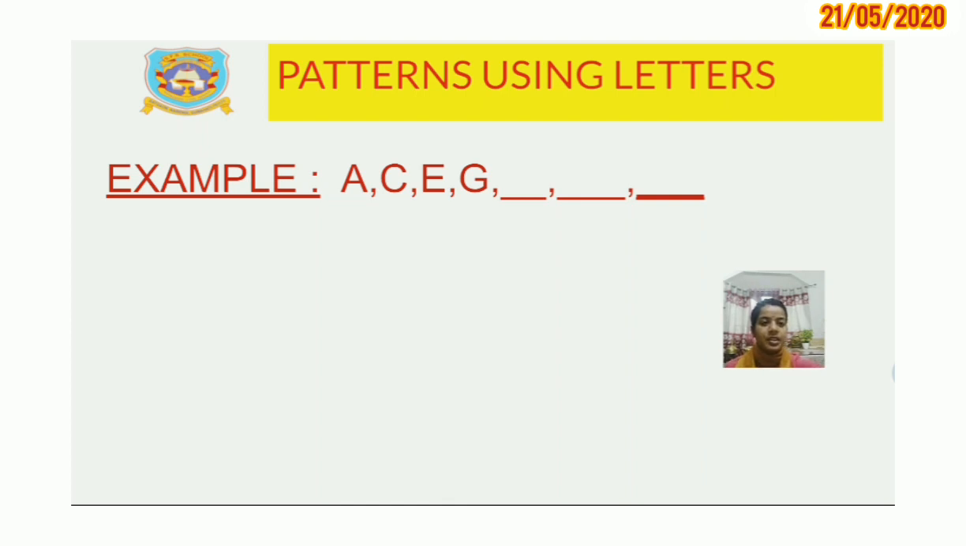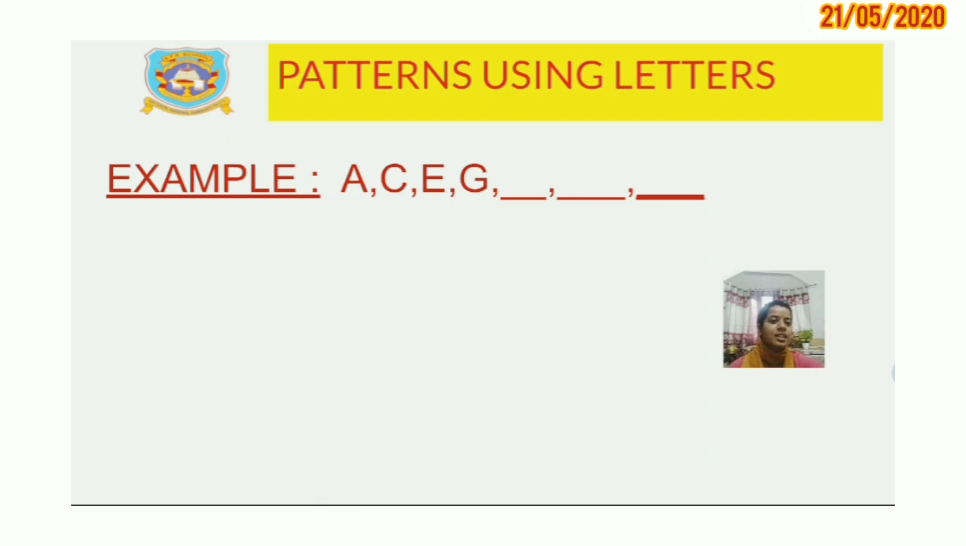So in general, after A, which letter is to come? B, then after B, C, after C, D, isn't it? That means each time we are skipping one letter in order to get the next letter in the pattern. That means A is there, after A we are skipping B and then we are writing C. Then after C we are skipping the letter D and we are writing the letter E in the pattern.